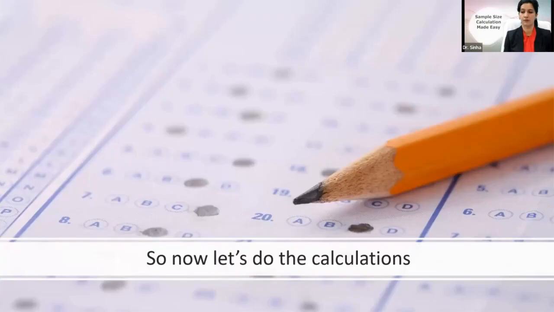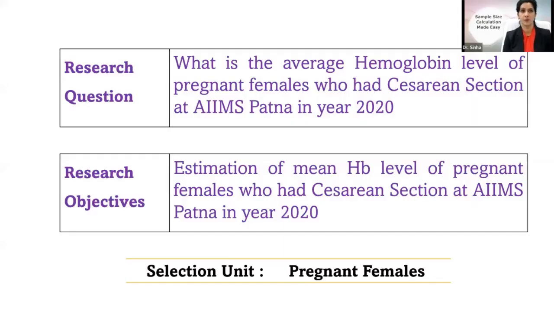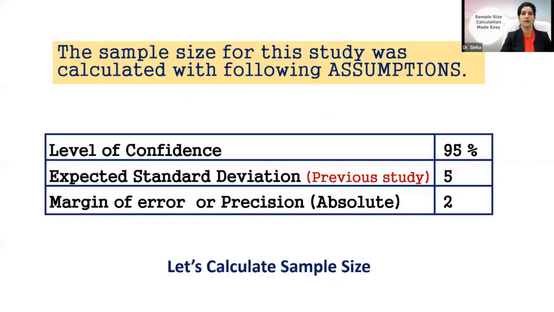So now let's do the calculation. The research question is, what is the average hemoglobin level of pregnant females who had cesarean section at AIIMS Patna in 2020? The estimation of mean hemoglobin level. So this was the research objective, and the selection unit is the pregnant female. So how will I do it? I have taken this assumption: 95% level of confidence, expected standard deviation is 5. I have taken this value from the previous study, and then I have used the margin of precision, or margin of error, as 2.